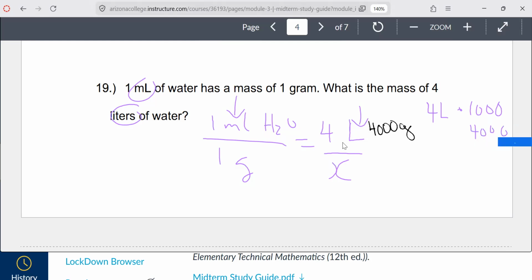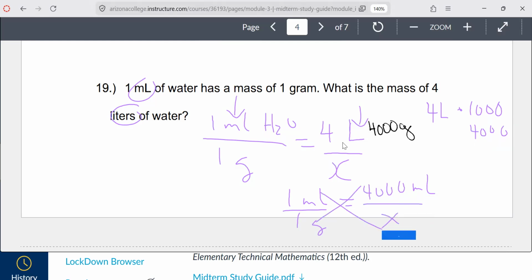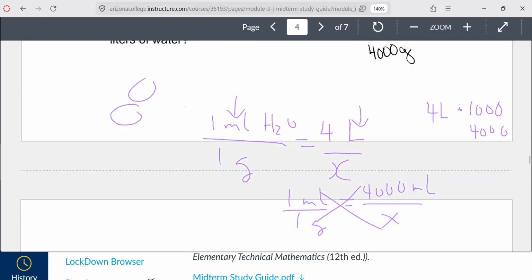So we're going to change this to 1 ml of water divided by 1 gram equals 4,000 ml over X. And then you cross multiply, which should give you X equals 4,000. Go to number 20.